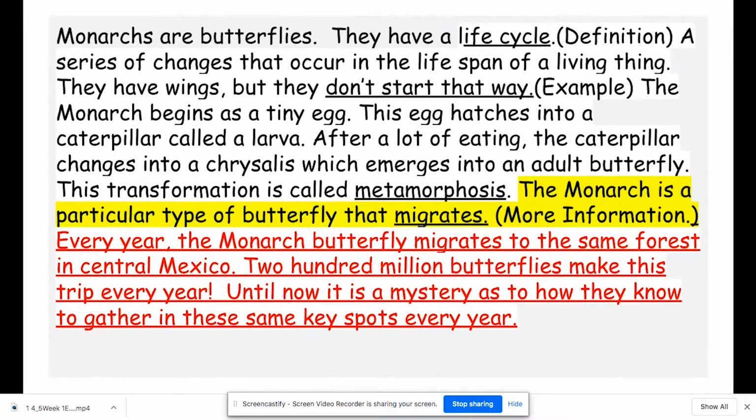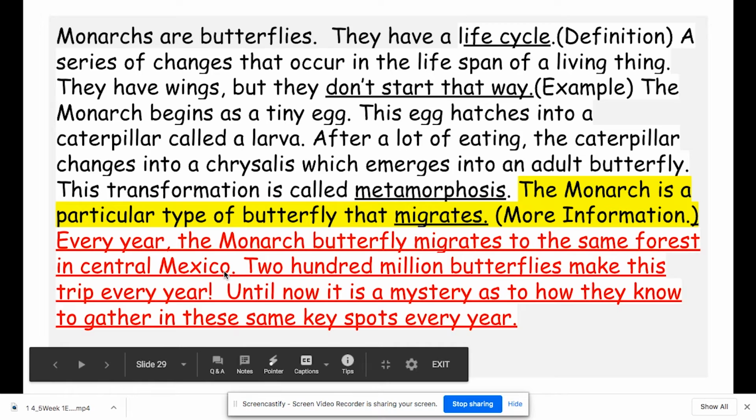So now we have lots of information, and you took notes as you were looking at them so that you can turn this into the very last sentence. So we learned just little pieces, and we need to put it in an organized manner. Every year, the monarch butterfly migrates to the same forest in central Mexico. 200 million butterflies make this trip every year. So those two pieces of information came from our reading.